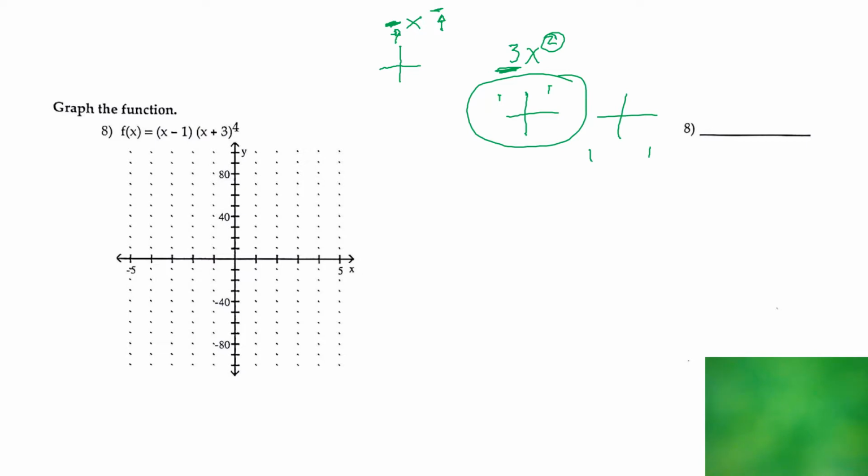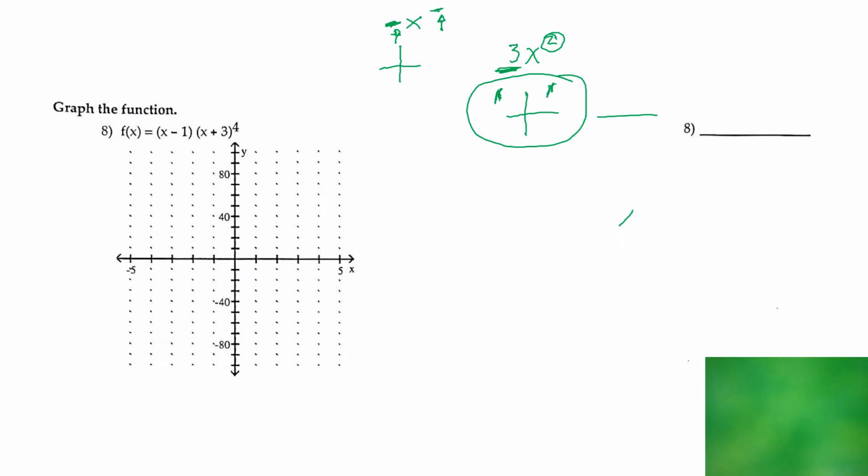If we changed it to be negative, then the ends would look like this. So negative 3x squared would have our ends at the bottom, whereas positive 3x squared would have the ends at the top.